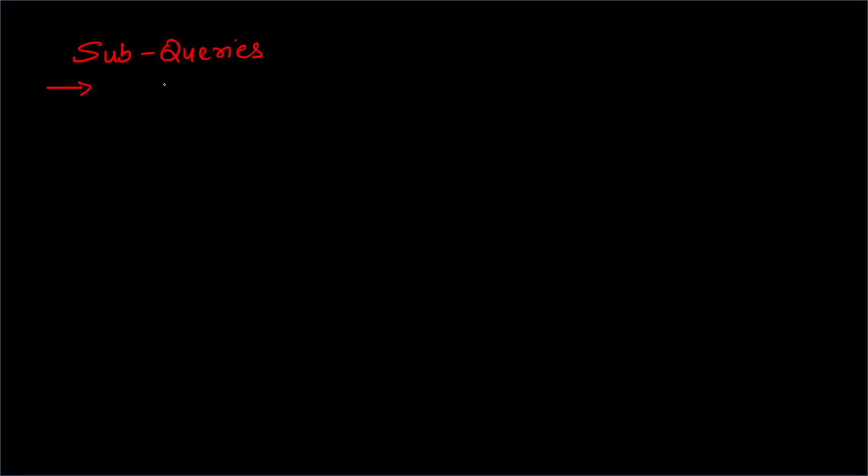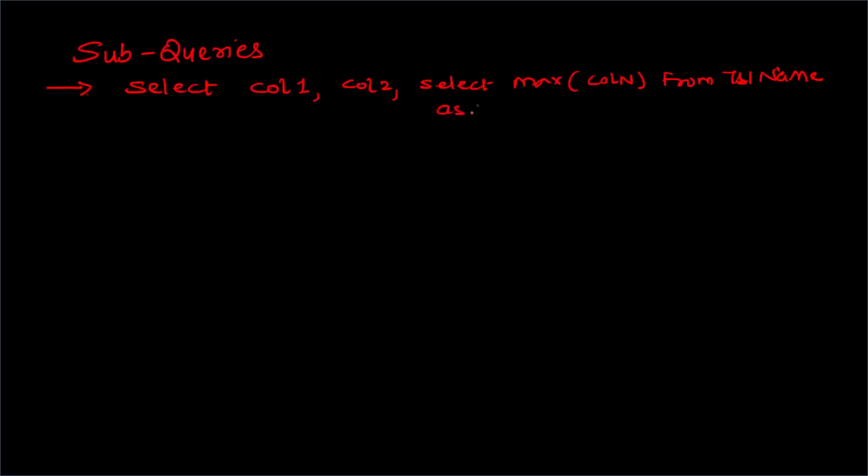The first is we use the subquery in the select part of the query. Select, you can have column 1, column 2, and then probably you write a query, select max column n from table name. This will become a column. You can give an alias also as max column.